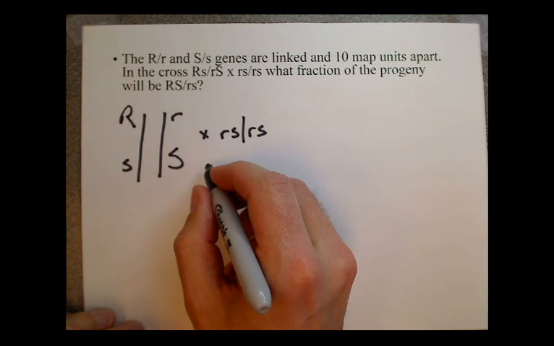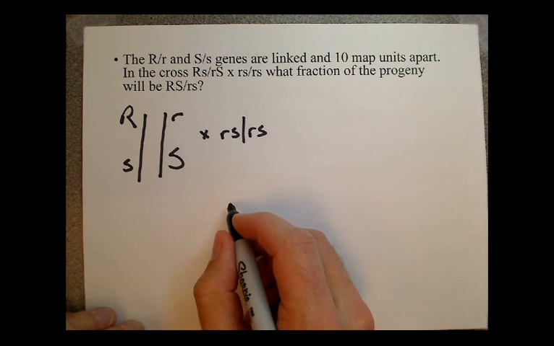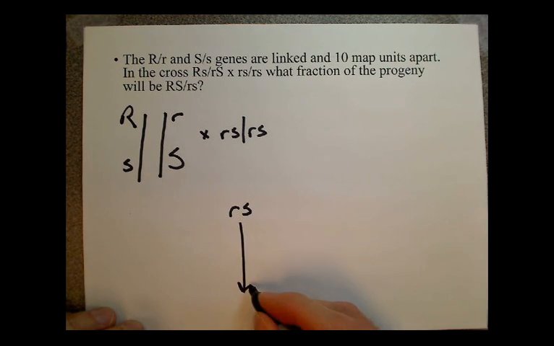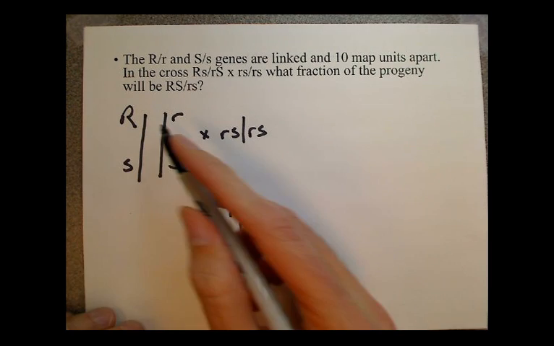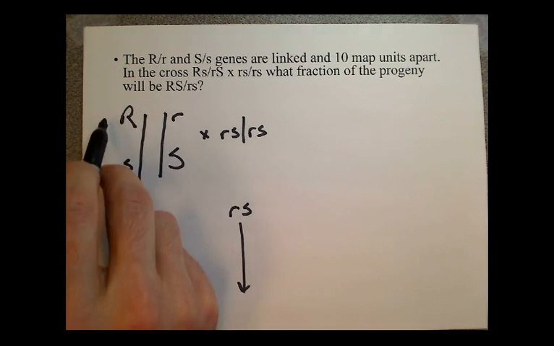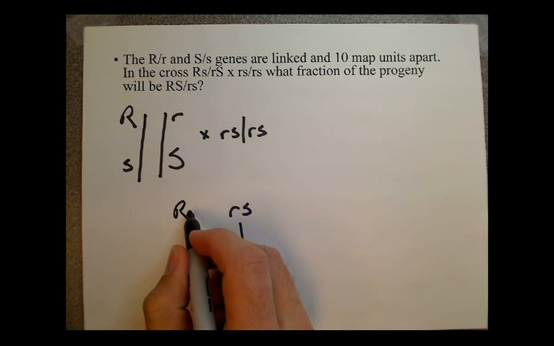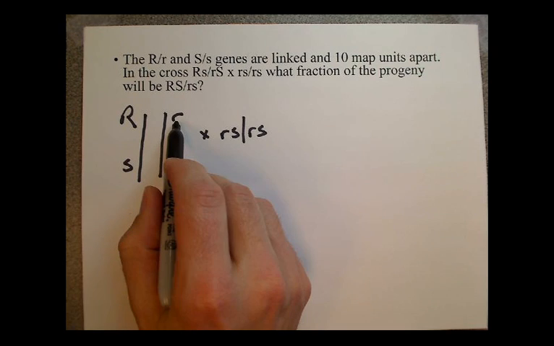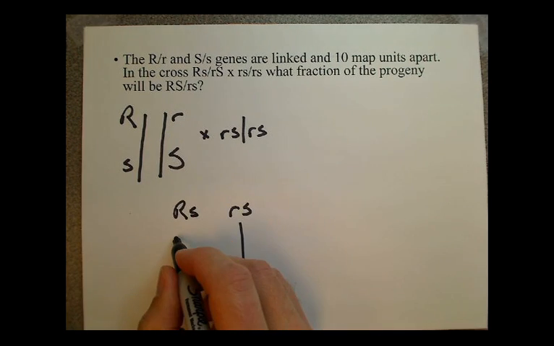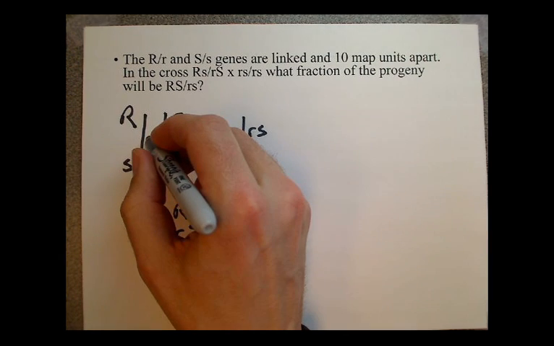So in the offspring then, what you can get is you will inherit always a little r and a little s for all the offspring, or you can inherit from this parent either this chromosome as it exists in the parent, so the big R with the little s, this chromosome as it exists in the parent with a little r and a big S, or we could have a recombination event.